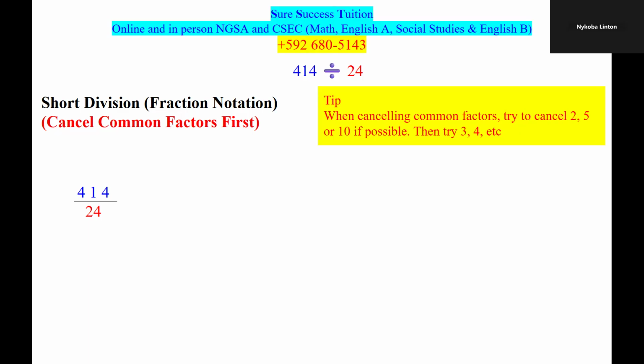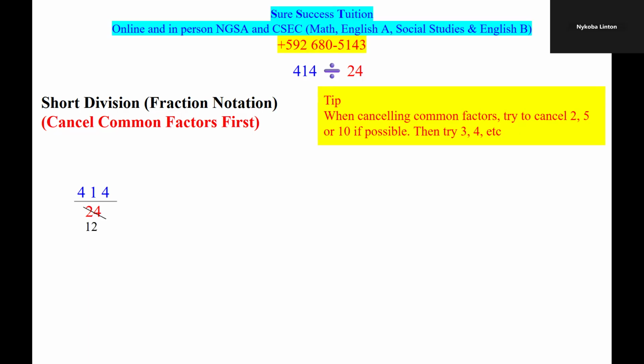Well, for me, I personally, first I look to see if 2 is a factor, 5 is a factor, or 10 is a factor. I look at these factors first. And if they are not common factors, well, then I move on. I will try 3, I will try 4, etc. So we're looking at these two numbers. We clearly see that 2 is a factor.